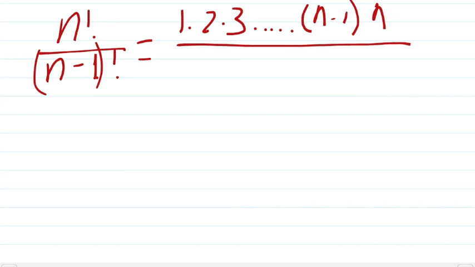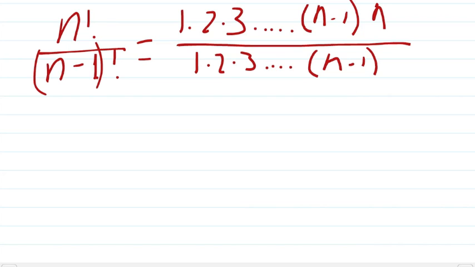Okay? Now, do you agree with me that what's on top there is exactly the same as n factorial? 1 times 2 times 3, continued until we get to n minus 1, and then n. Okay? Then we can write the bottom as 1 times 2 times 3 up to n minus 1. So now we have n factorial on the top, n minus 1 factorial on the bottom.